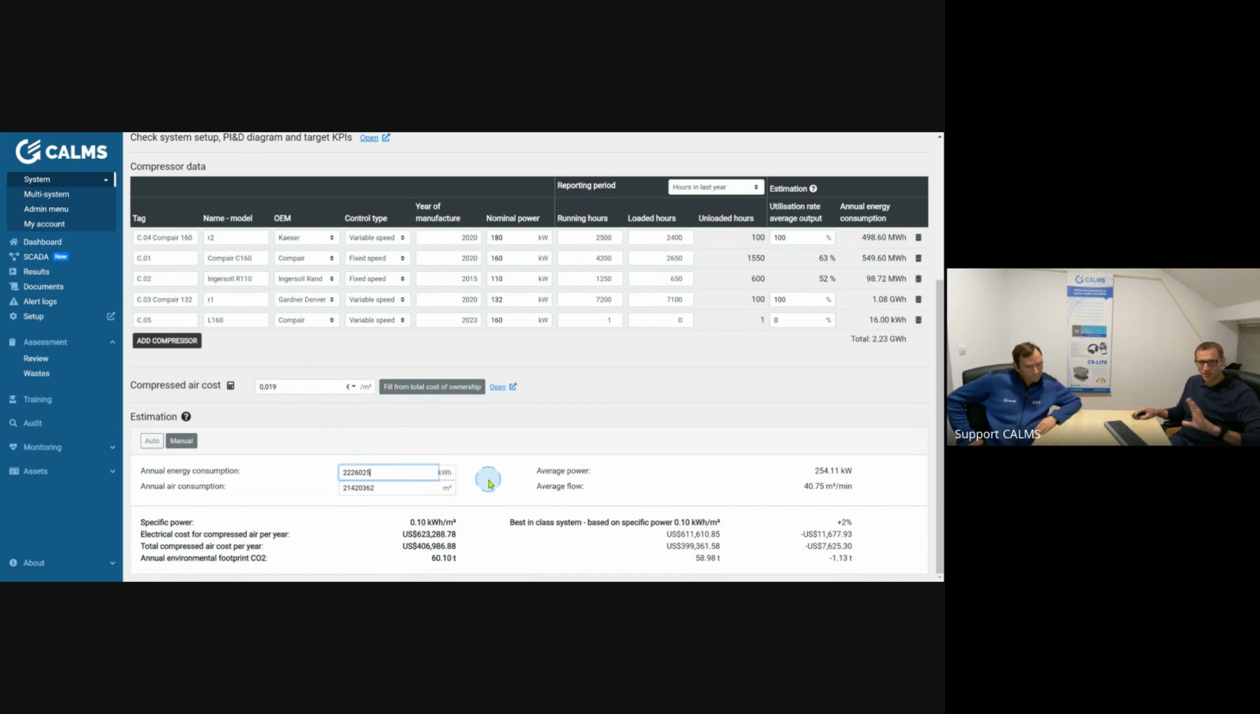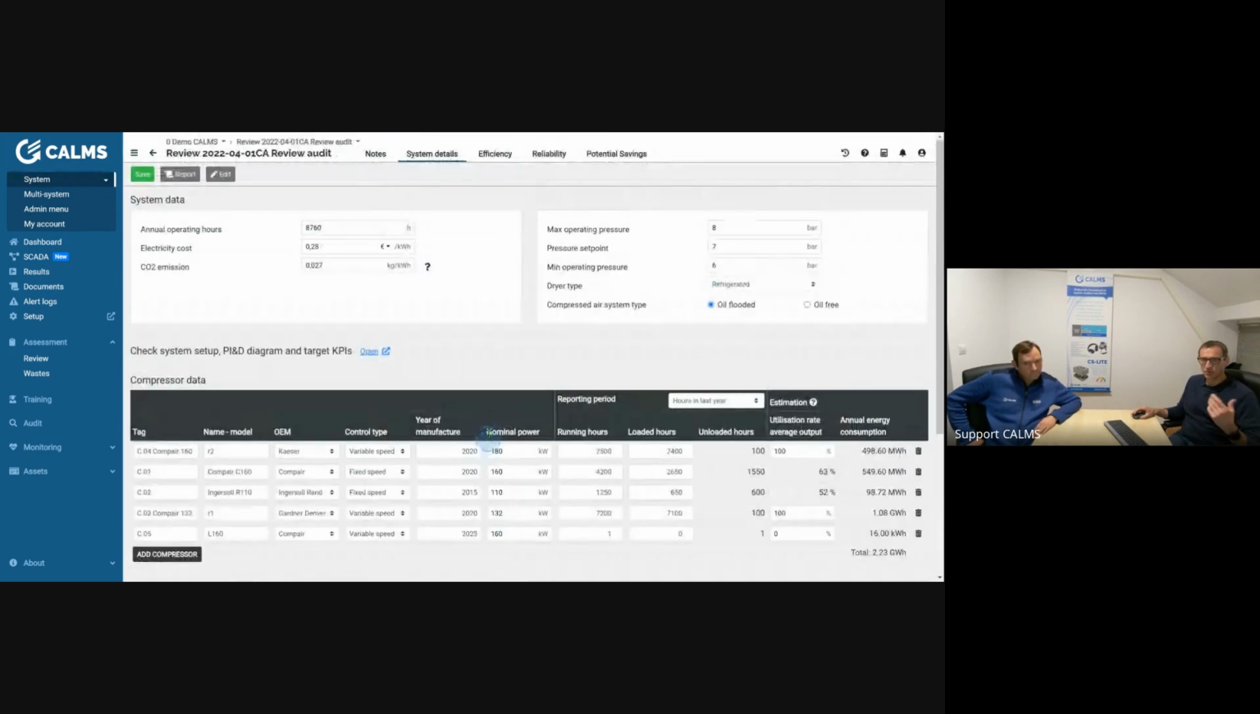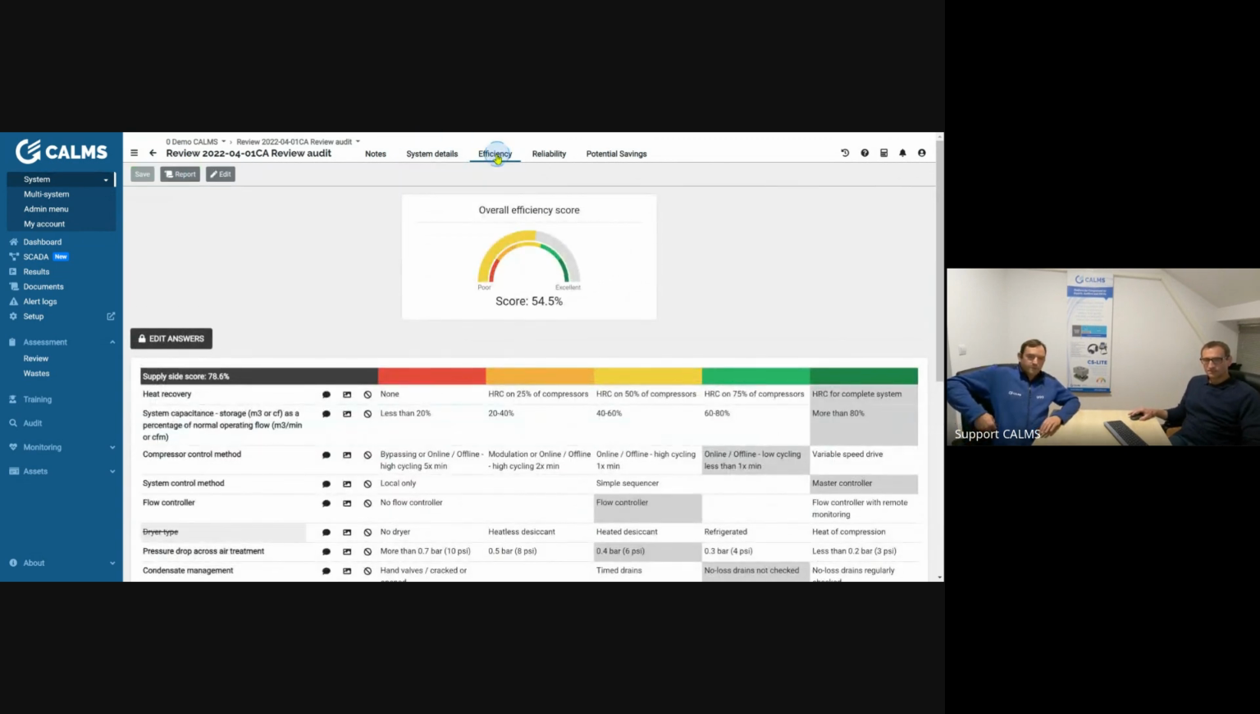Okay, so let's continue. Those are the basic data that I'm collecting now to be able to investigate the saving potential, and we will also use this in the audit procedure. Right. No, but this is excellent information. Much more than the guy gave me with the compressor.